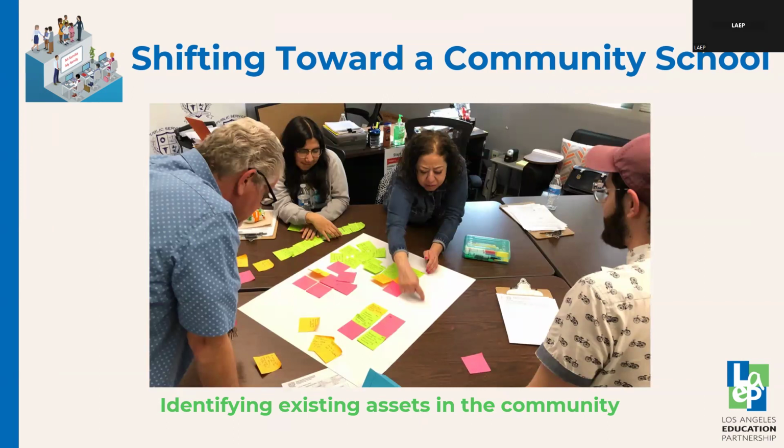Another way to put this pillar into practice is by identifying assets that already exist in the community. This is why the assets and needs assessment or other data your school may already collect is so important. When stakeholders complete the assets and needs assessment or other school surveys, they are sharing their voices on what they can contribute to the community school via their expertise, knowledge, skills, languages, and cultures. These are their assets.